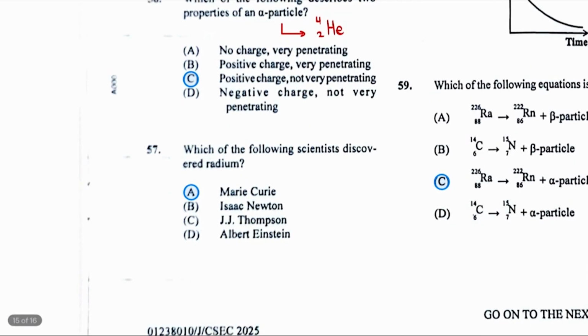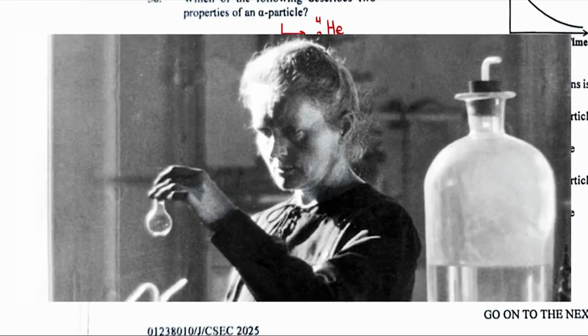57. Which of the following scientists discovered radium? Big up Marie Curie. She died doing what she loved. I respect that. That might be me.